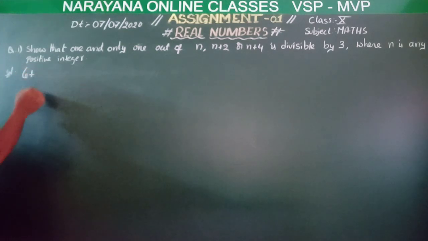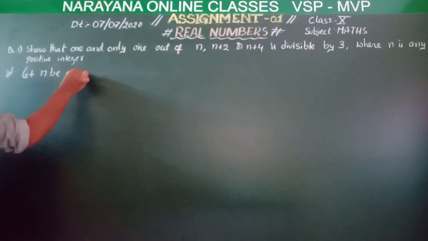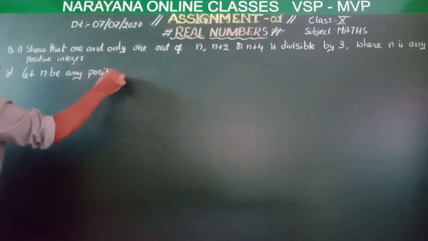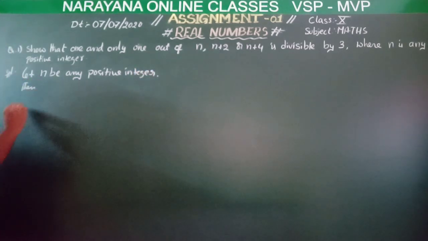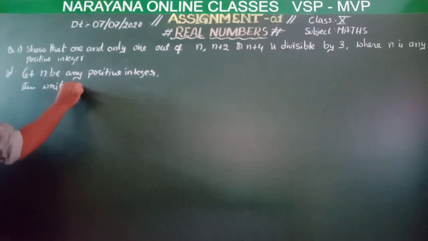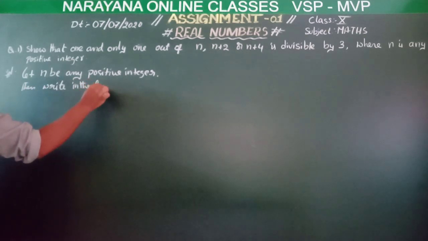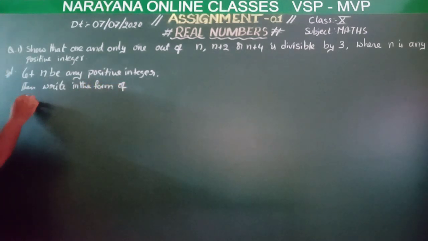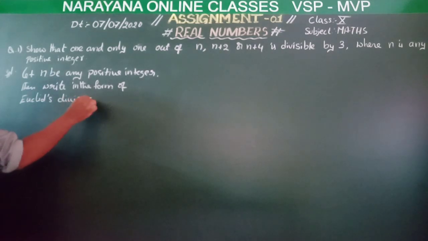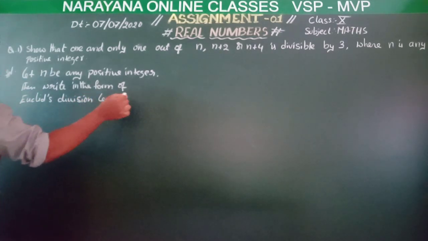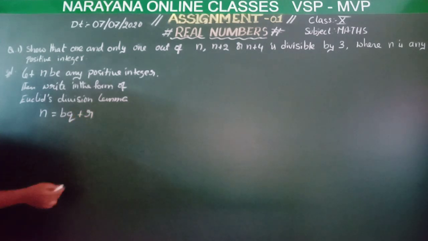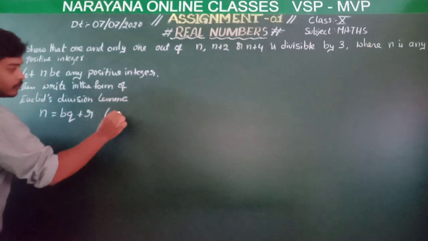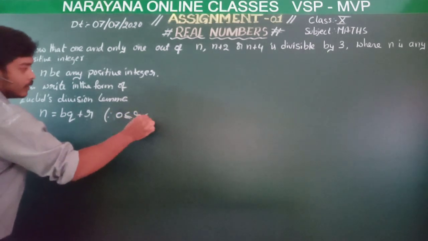Now we are proving. Let n be any positive integer, then we write it in the form of Euclid's division lemma. See children, I am writing n as a positive integer in the form of Euclid division lemma, bq plus r, where r is the remainder. The condition for the remainder is r is 0 or greater than 0 and r less than b.